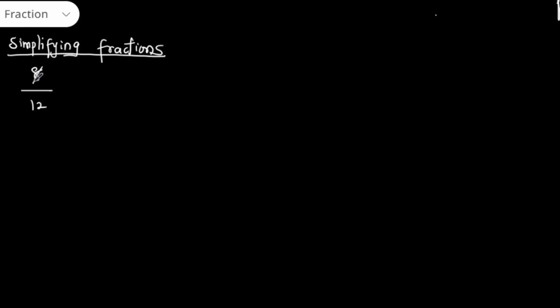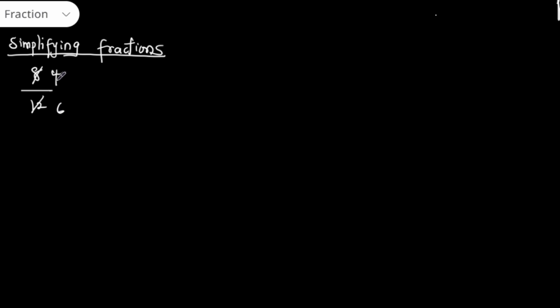2 will divide through 8, we have 4, right? 2 will divide through 12, we have 6. Now, 8 over 12 has been reduced to 4 over 6. However, if you look at the numerator and the denominator, you will realize that there is still a common factor between the two of them, and that factor is 2. Because 2 can divide through 4, 2 can also divide through 6.